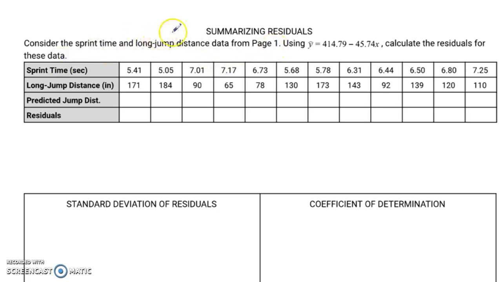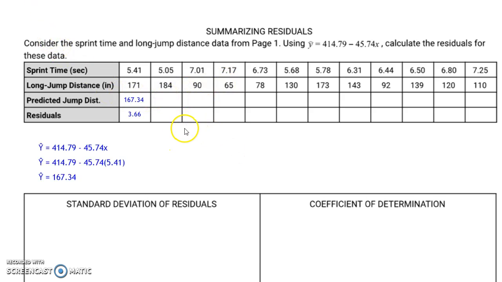Consider the sprint time and long jump distance data from page 1. We worked with this already and made a scatter plot for it. Now calculate the residuals for these data. It should be very straightforward. So pause the video, take a look and see if you can answer these questions, and then come back and see if you did it right.